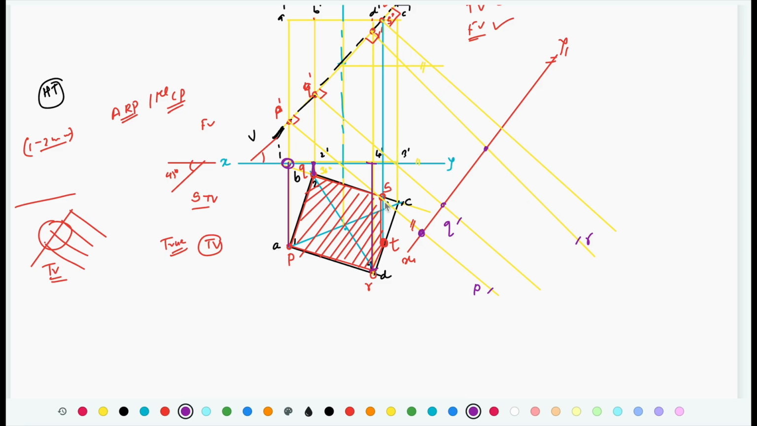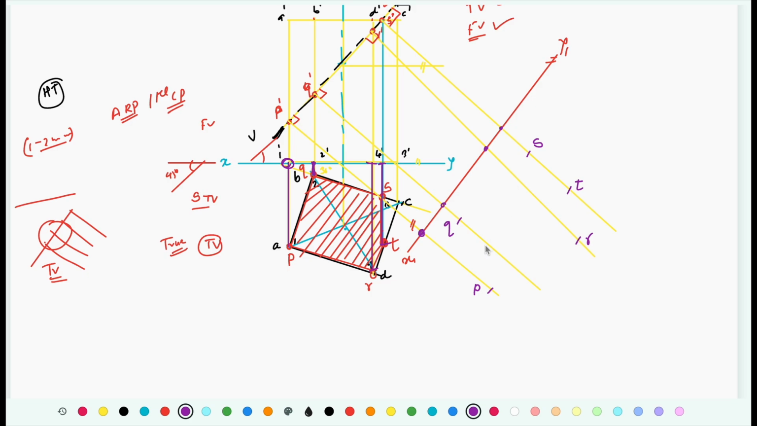Similarly, locate S and T. The projector of S and T is this vertical line. Take the distance from xy. Projector of ST, the last one. Keep the compass at x1 y1 and locate the point S. Similarly, take the distance of T from the XY on the same projector from X1 Y1 and mark this point T also.